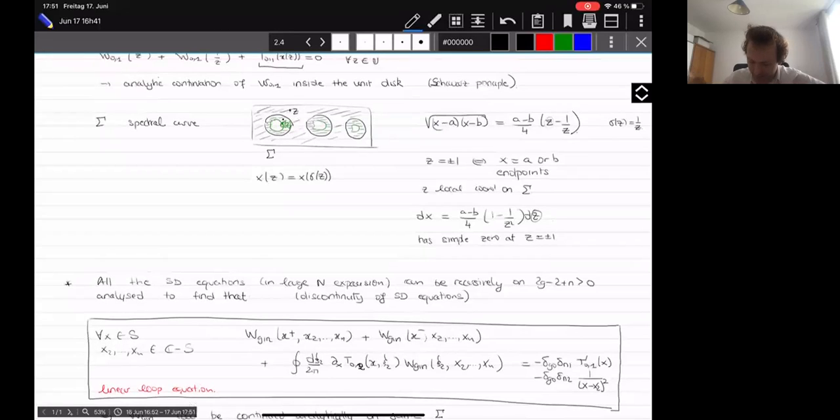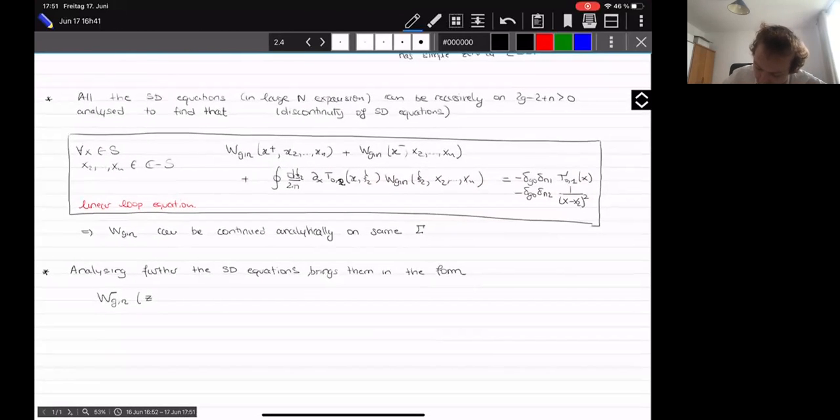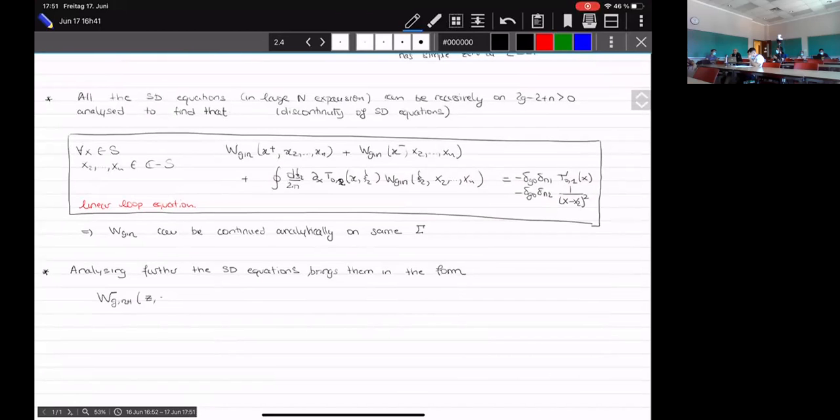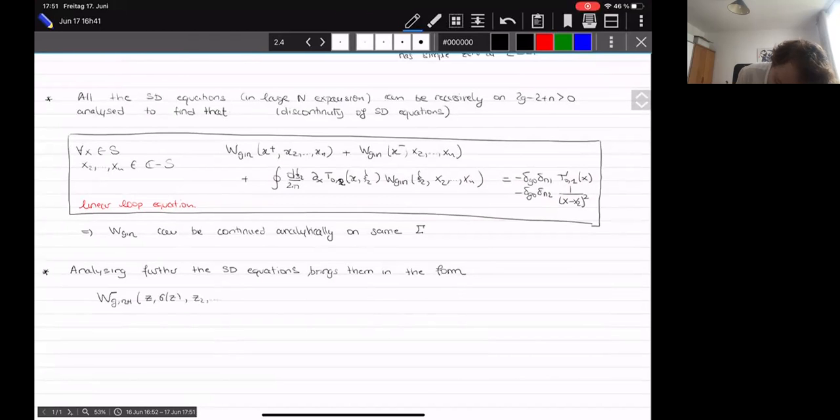Because of the square root, there's two points on the Riemann surface, which when x approaches one of these endpoints, there's two points which have the same value of x that collide. So we have this sigma, which is the local involution. And so instead of writing x plus x minus, I can write everything in terms of z and sigma z. And so you can rewrite the Schwinger-Dyson equations in this way.